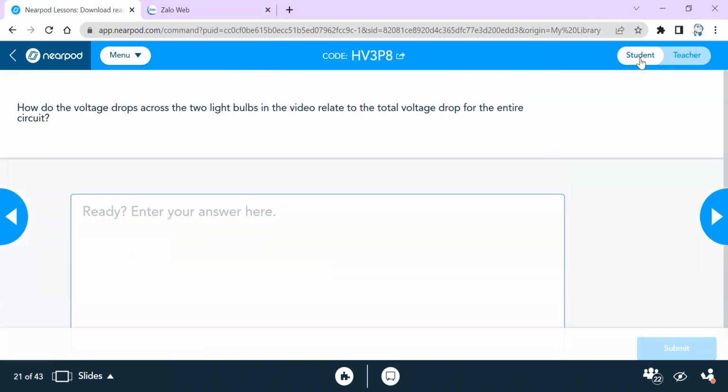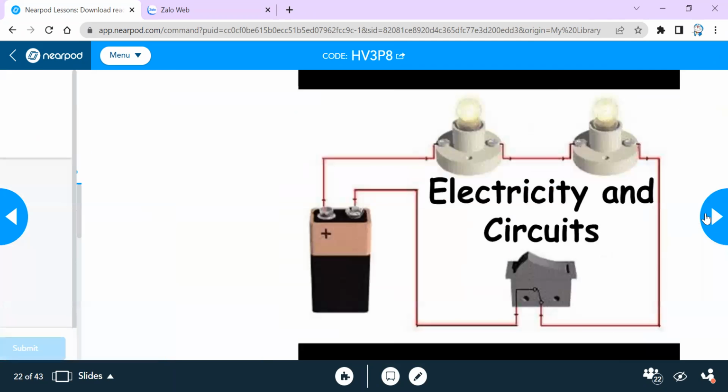So this one is an open-ended question. How do the voltage drop across the 2 light bulbs in the video relate to the total voltage drop for the entire circuit? For this, I will let you answer at your own timing later using the student pace link. All right, let's carry on.